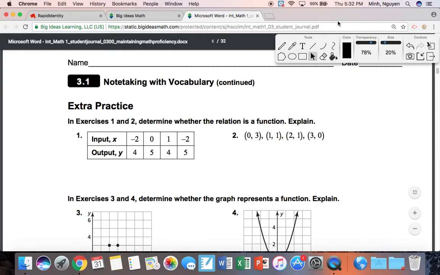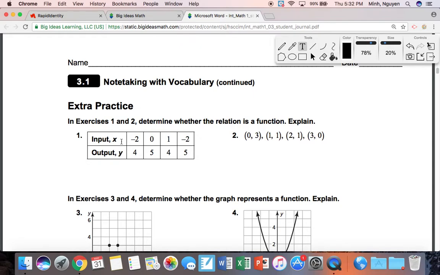So let's look at this here. Determine whether the relation is a function, explain. So in this case, the definition of a function is, and I'll write it right here in case you forgot, each input has only one specific output. Each input is an x, by the way, so each x has only one specific output, y. So if you have x that shows up twice and it has the same y, that's okay. If you have the same x twice but it has a different y, not okay.